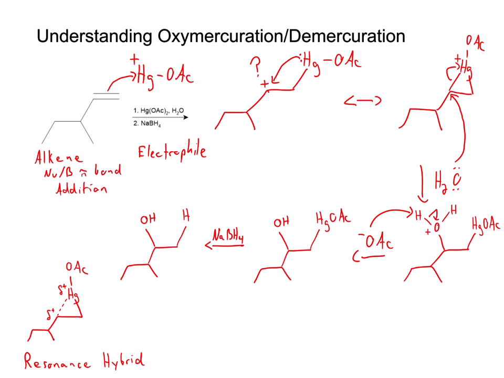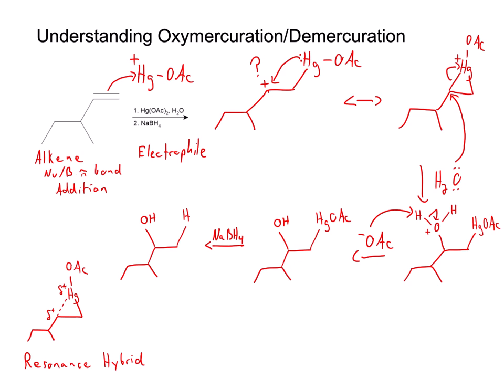The reason why we can add the OH on a wedge or a dash goes back to the original step in the mechanism, which was when that alkene attacked that Hg+. Because the alkene is trigonal planar, we could have added on that HgOAc from the top side or the bottom side. And then when the water attacked that carbon, it would have simply attacked from the backside of wherever we added the HgOAc.